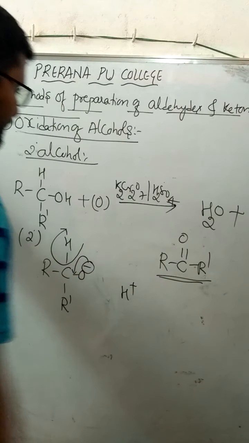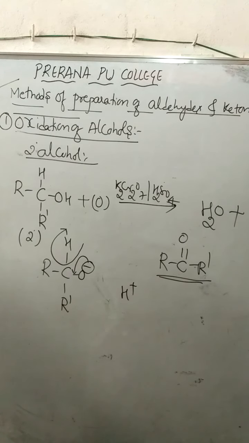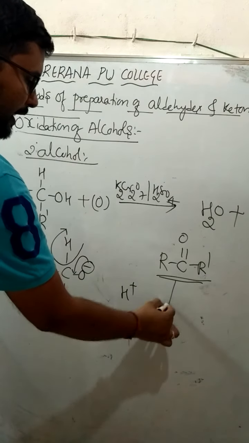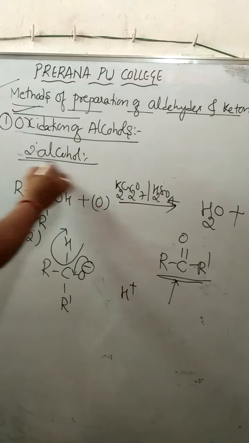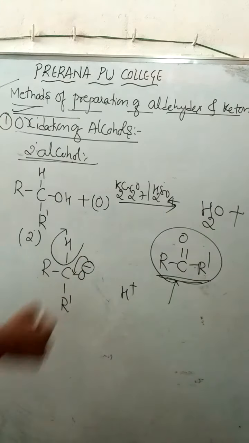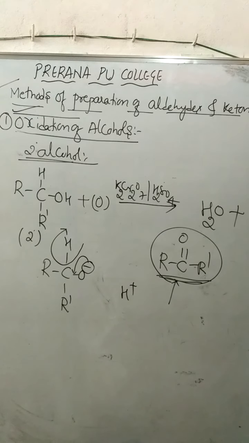So this is the method how an alcohol gets oxidized to give a ketone along with an aldehyde as the major product, and this method is called oxidation of alcohol, which yields both aldehyde as well as ketone. When a primary alcohol is involved in a reaction, aldehyde will be the major product, and when a secondary alcohol is involved, ketone will be the major product.